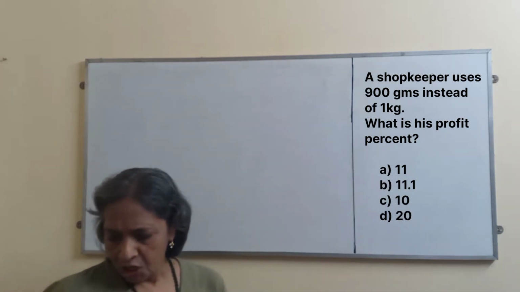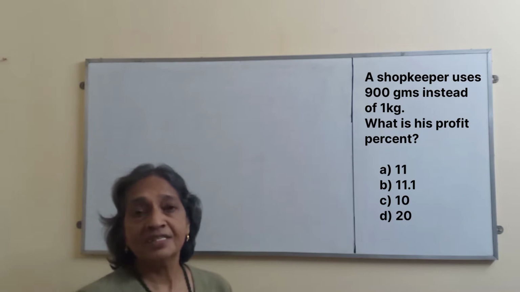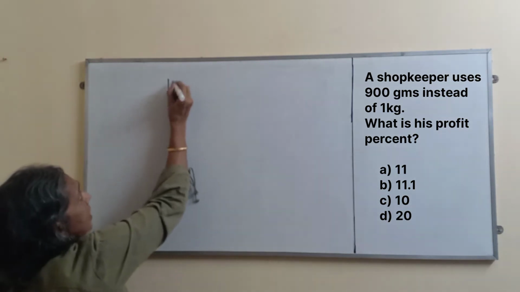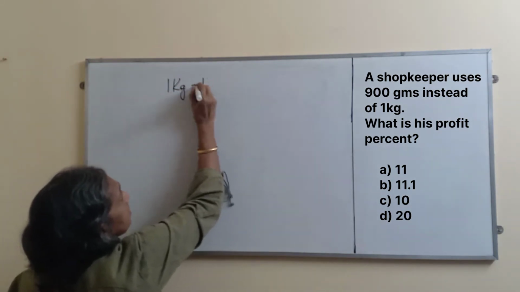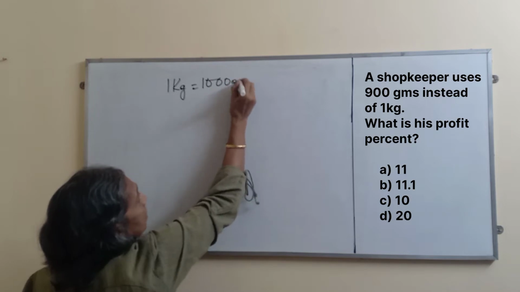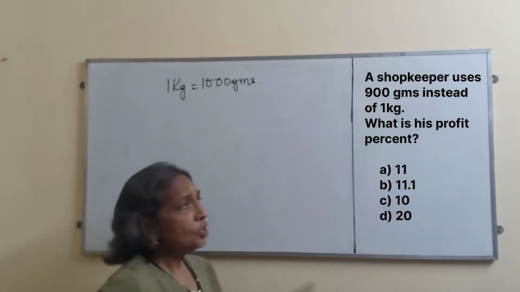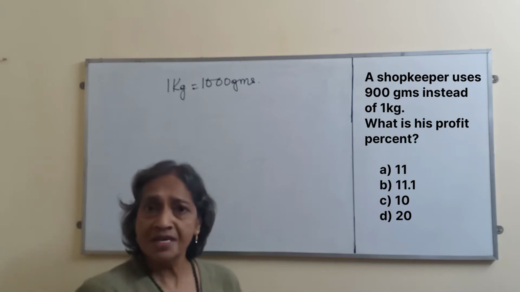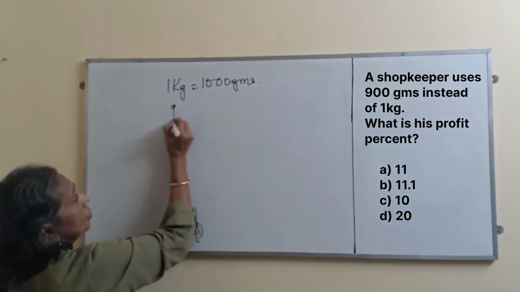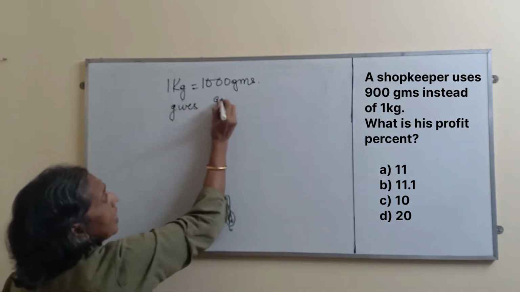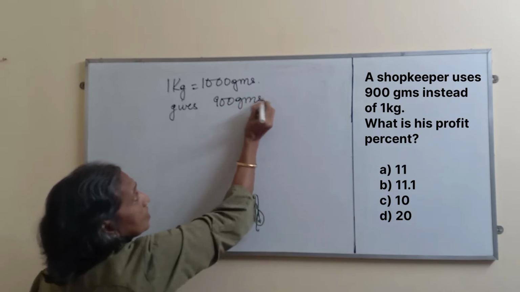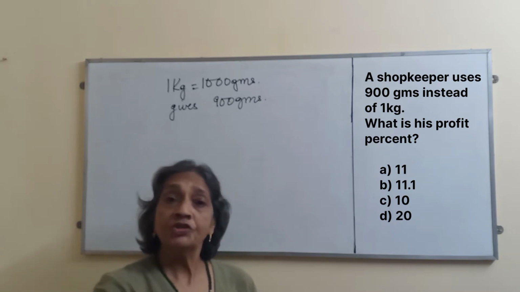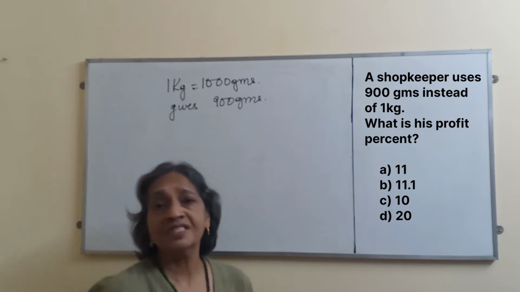A shopkeeper uses 900 grams instead of 1 kg. Now what is the meaning of this? 1 kg, as you all know, is 1000 grams. So if you look at your question, instead of giving you 1000 grams, what he gives you is only 900 grams. That means basically he's cheating you of 100 grams. He's cheating you, but he is making a profit in that.